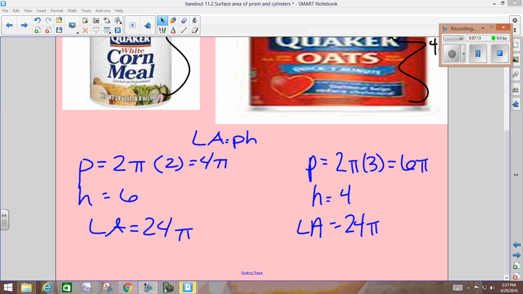One rectangle is like short and fat, and then the other one is taller and skinnier, but it's the same area on the inside.